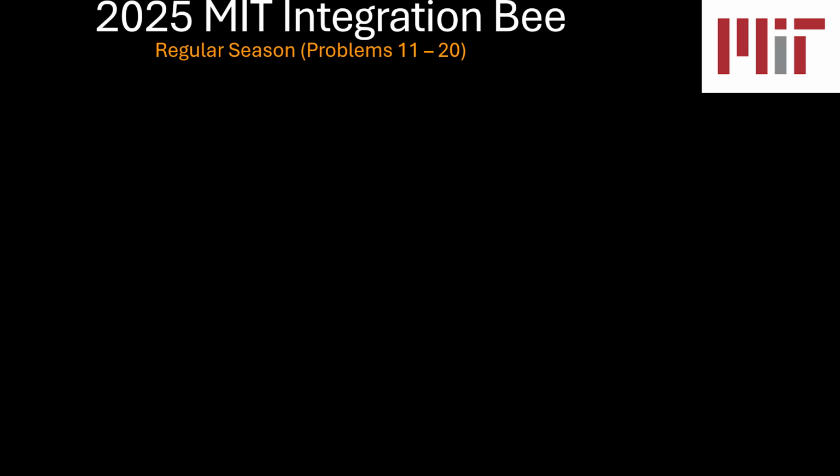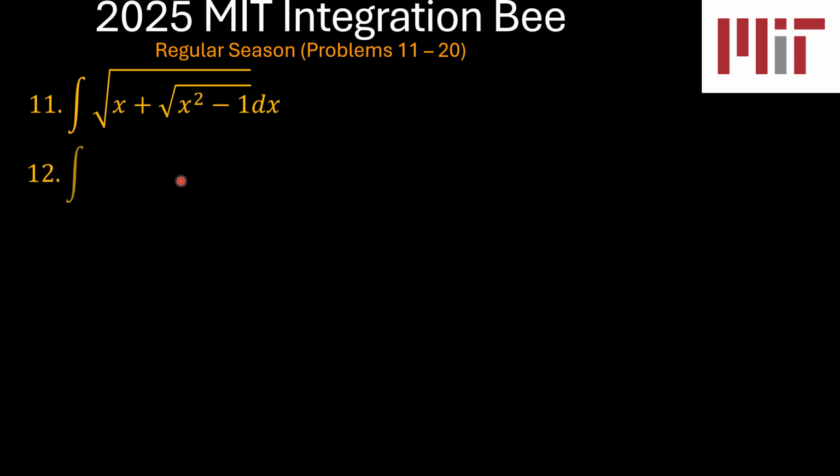Everyday mathematics. Today we shift gears and move forward to the regular season set of questions, problems 11 to 20 of the 2025 MIT Integration Bee. Problem 11 happened to be the indefinite integral of the square root of x plus nested within the square root of x squared minus 1.